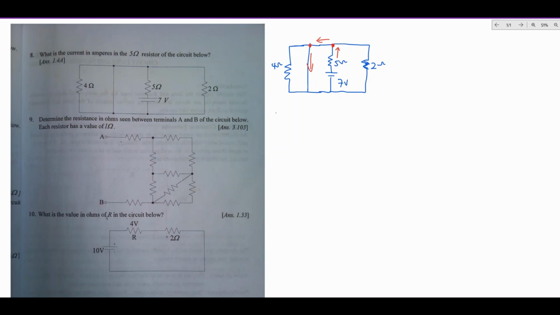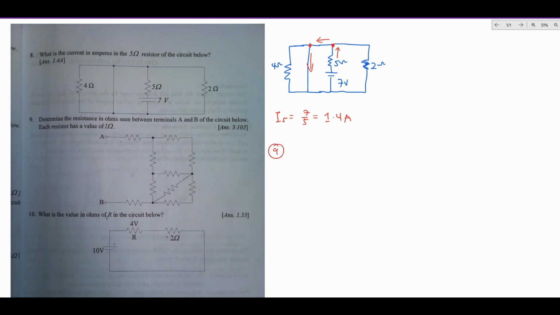So at the end, the current in the 5 ohms resistor will be equal to the 7 volts over the 5 ohms. So let's see what I'm going to get. 7 on 5 will give us a value of 1.4 amperes. Okay, so that'll be the current in the 5 ohms resistor. So now let's look at question 9 also.